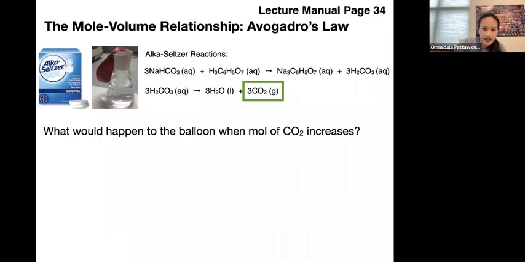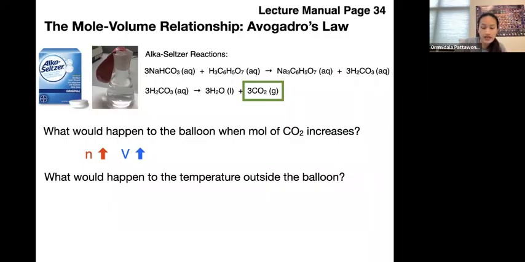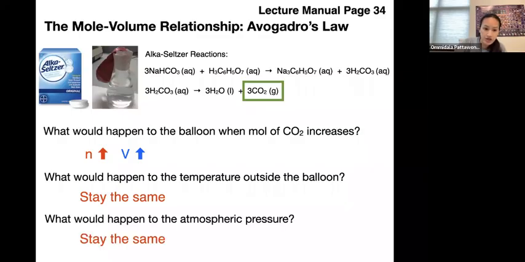As you see in the lecture demo, before any reaction, there is no carbon dioxide, so the balloon doesn't have anything in it. As the reaction progresses, more moles of CO2 are generated, and you will see the balloon start to expand more and more. So as the moles of CO2 increase, the volume also increases. In this case, I did not change the temperature, so it stayed the same, and I did not change the atmospheric pressure, so it stayed the same as well.